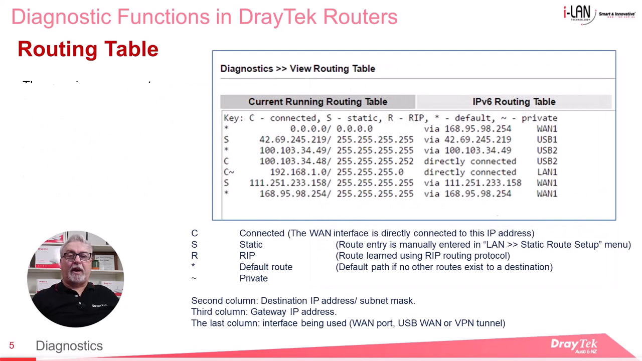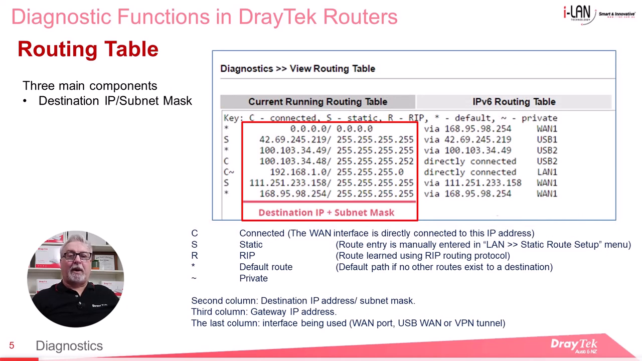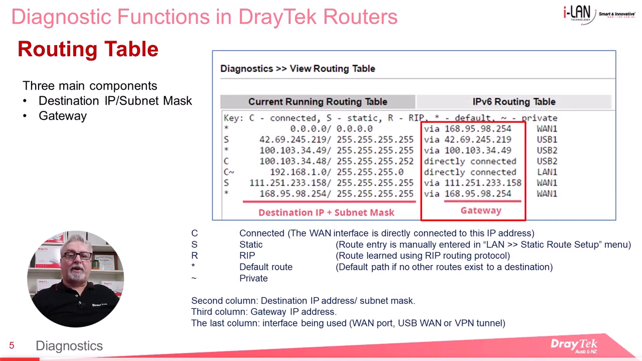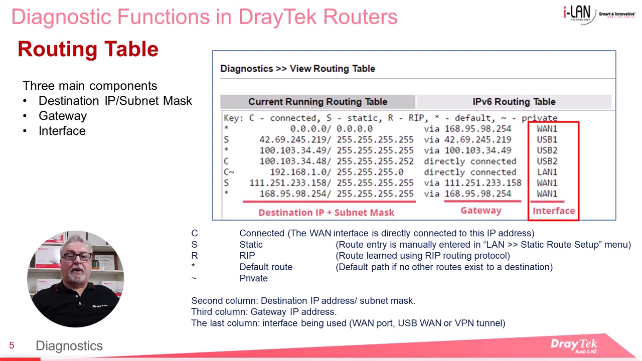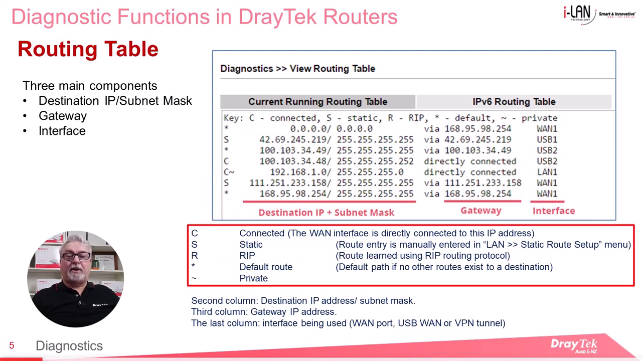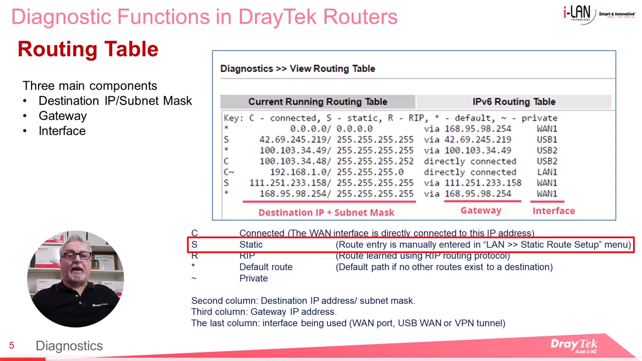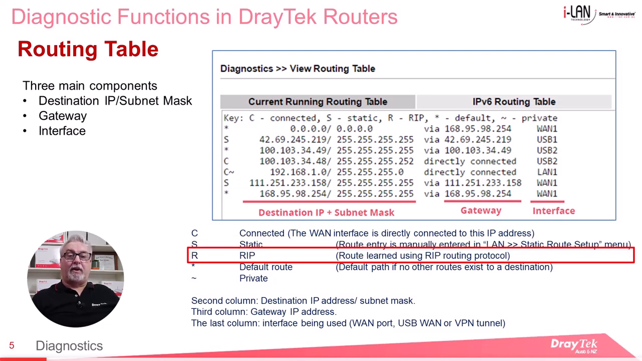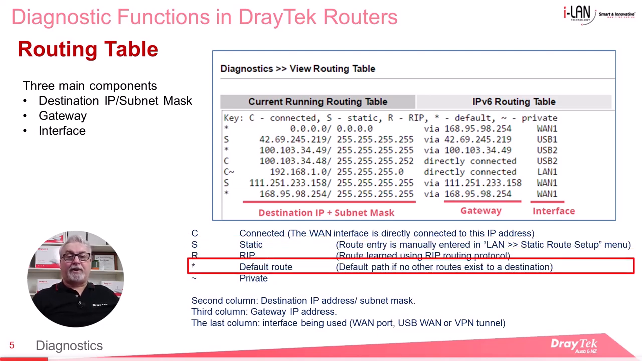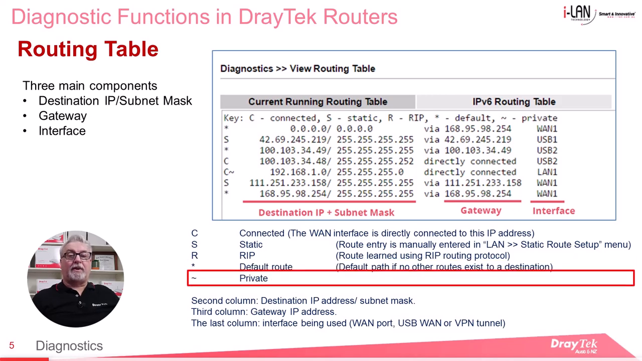In the routing table, we have three main components, which are the destination IP and its subnet mask, the gateway IP address, and the interface used. The symbol in the first column shows the type of route used. Under the image, there's a description for what those symbols mean. So we have a C for connected, S means it's a static route, R means it's a route learned using the RIP protocol, asterisk means it's the default route, and the tilde wavy line symbol means it's a private route.